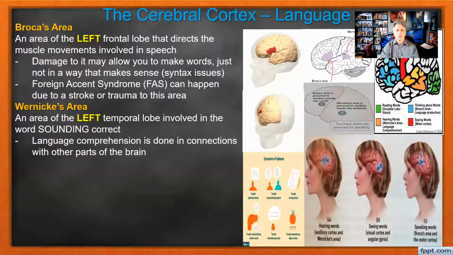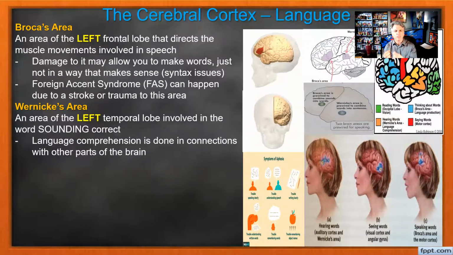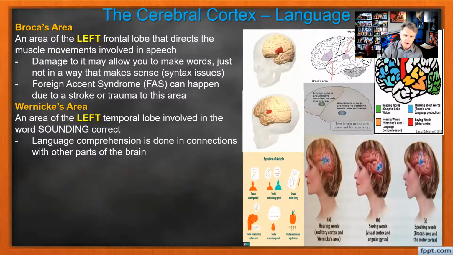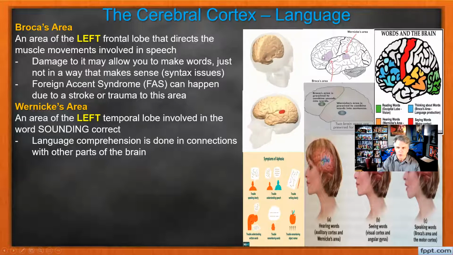All right. Now, when it comes to the left side of the brain, there's a couple of special parts in there. One is called the Broca area. The other is called the Wernicke area. The Broca area is located right here. The Wernicke area is located, let me move myself, back here. Broca, Wernicke, B comes before W.